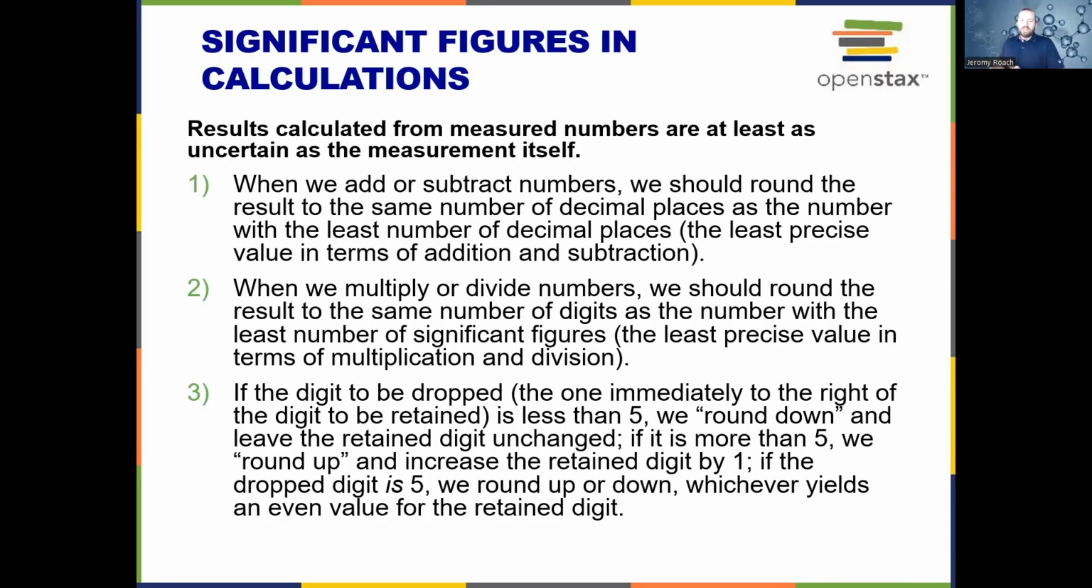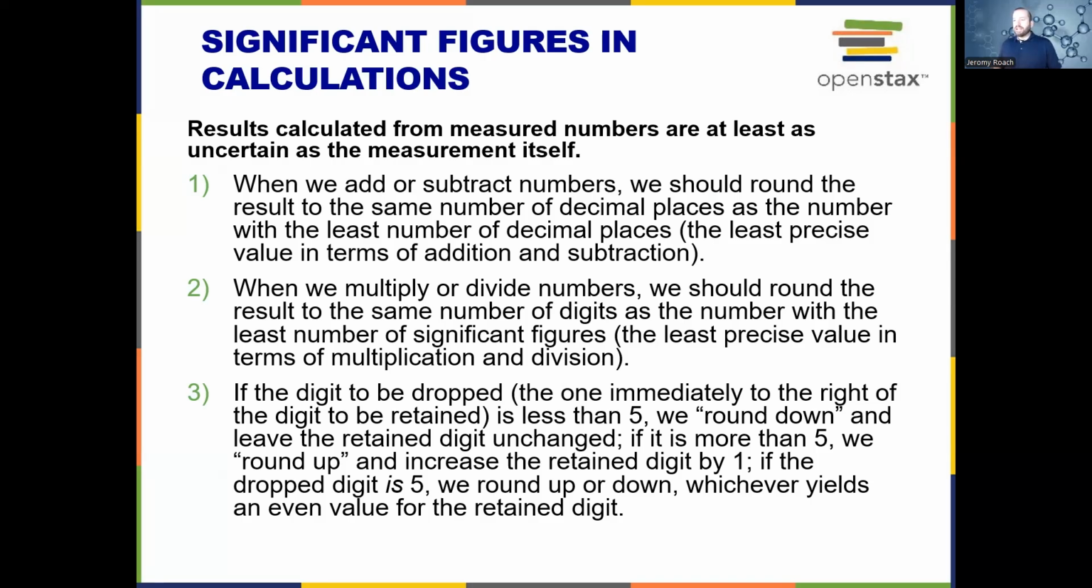All right, so significant figures in these calculations. Results calculated from measured numbers are at least as uncertain as the measurement itself. So when we add or subtract numbers, we have to round the result to the same number of decimal places as the number with the least number of decimal places. Whatever the least decimal place is, that's going to be what our final value is.